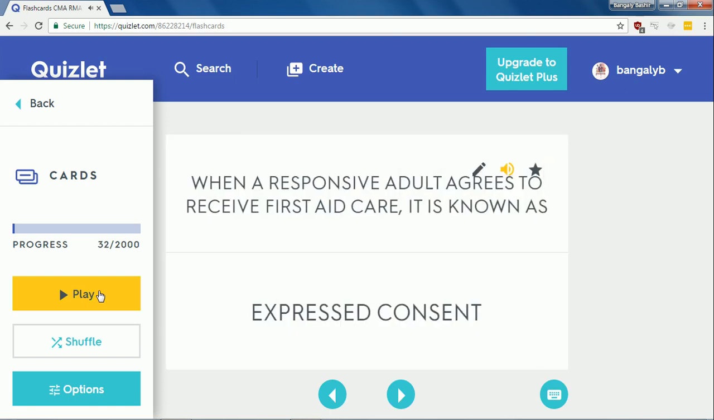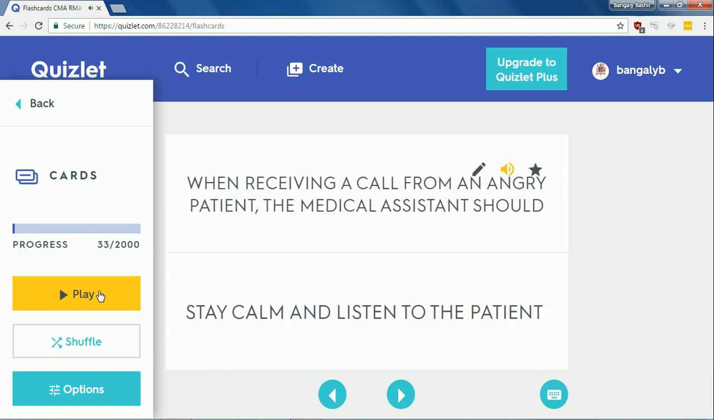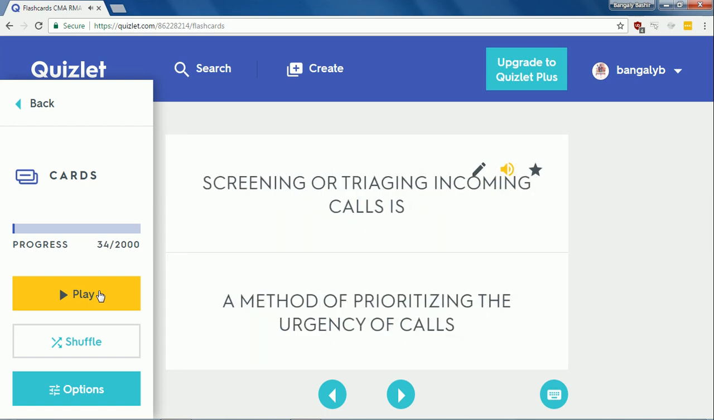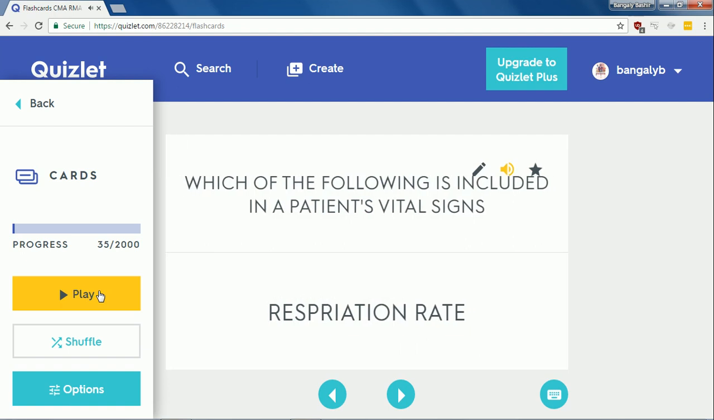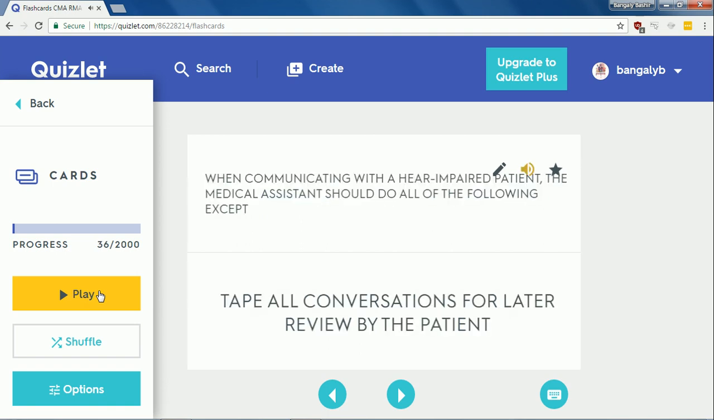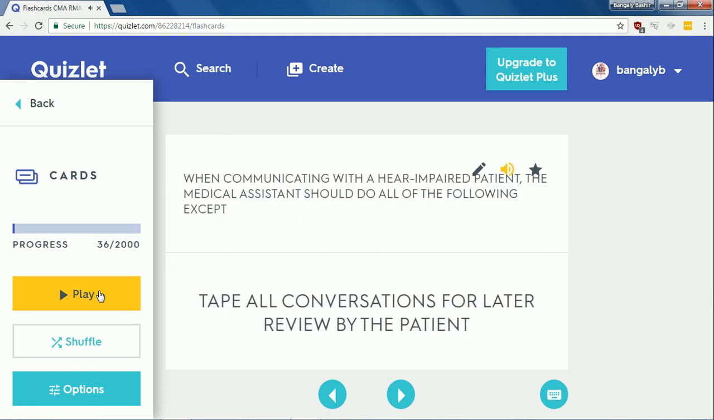When a responsive adult agrees to receive first aid care, it is known as express consent. When receiving a call from an angry patient, the medical assistant should stay calm and listen to the patient. Screening or triaging incoming calls is a method of prioritizing the urgency of calls. Which of the following is included in a patient's vital signs? Respiration rate. When communicating with a hearing-impaired patient, the medical assistant should do all of the following except tape all conversations for later review by the patient.